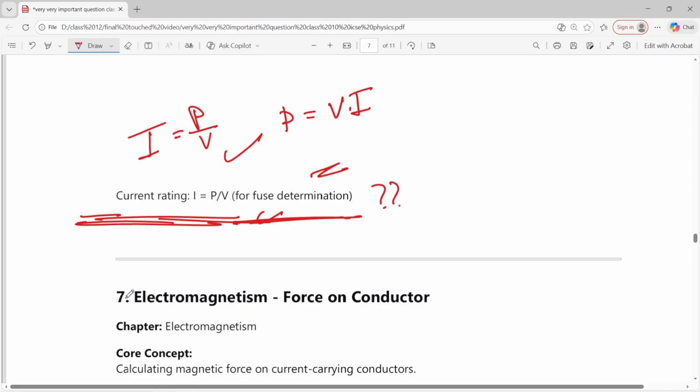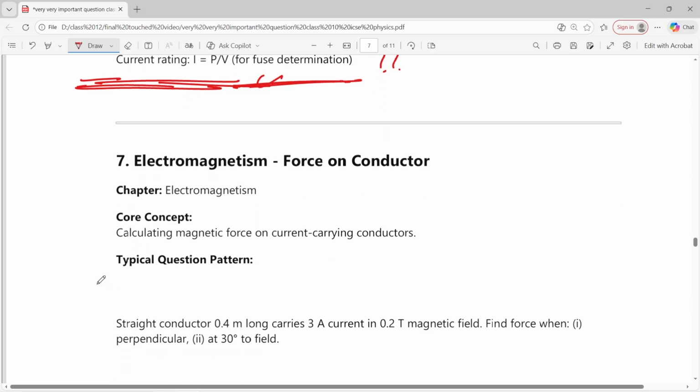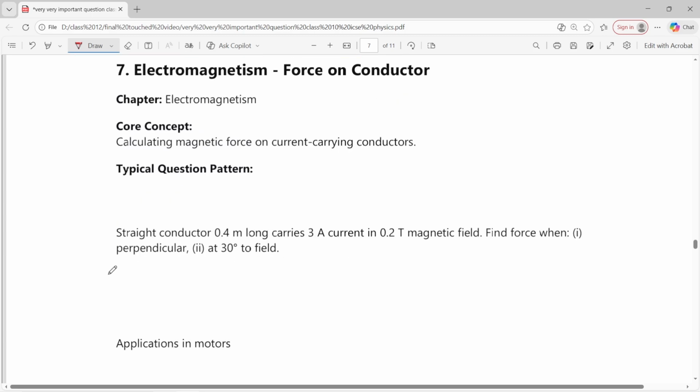Okay, so magnetism and force on a conductor. Electromagnetism is another important chapter: calculating magnetic force on a current carrying conductor. So here you get some basic numerical problem: a wire 0.4 meter long carries 3 ampere current in a 0.2 Tesla magnetic field. Find the force on the wire when perpendicular, and at 30 degrees to the field.